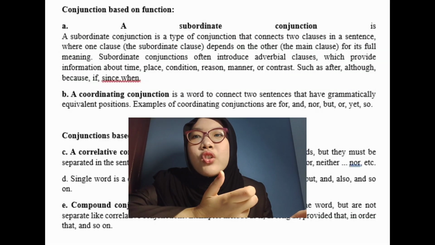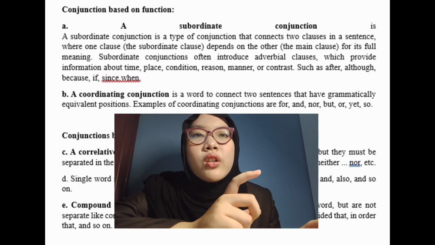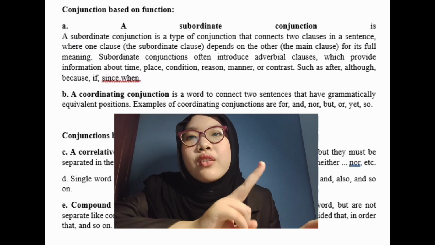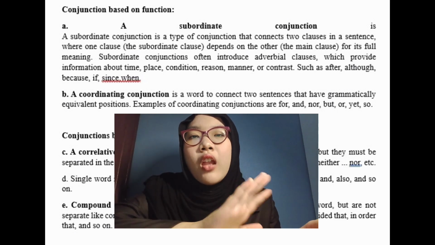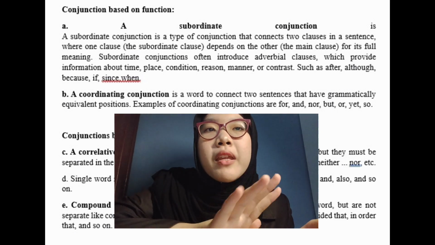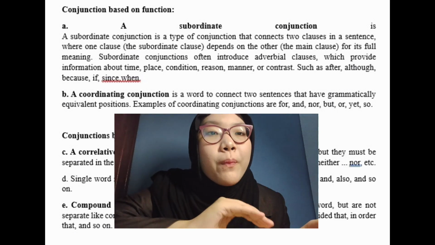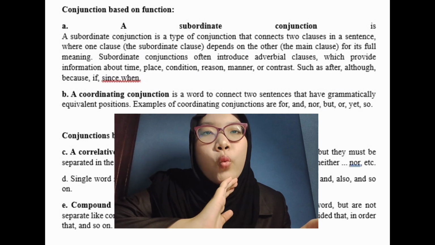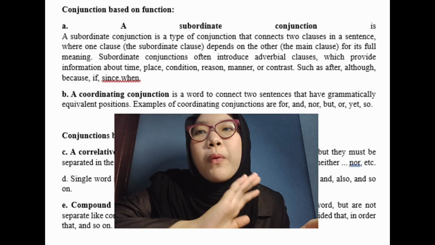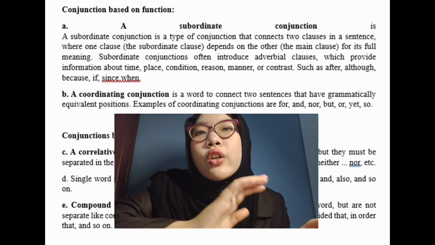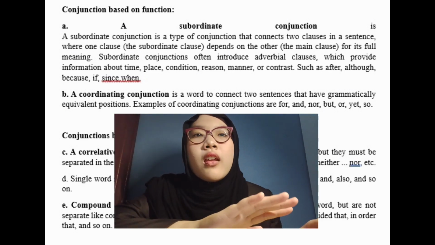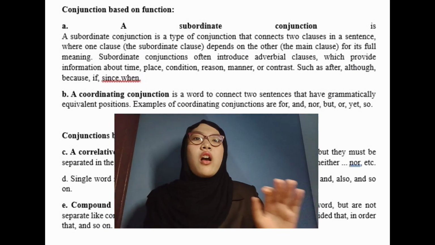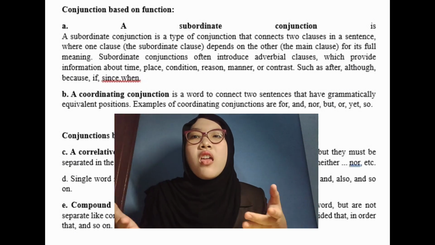The subordinate conjunction is a type of conjunction that connects two clauses in a sentence, where the subordinate clause depends on the other, the main clause, for its full meaning. Subordinate conjunctions often introduce adverbial clauses which provide information about time, place, condition, reason, manner, and so on and so forth, such as after, although, because, if, since, when.